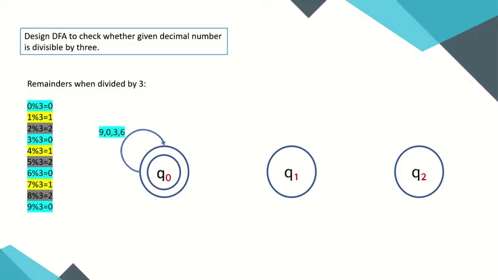Next, the numbers 2, 5 and 8, when divided by 3, give the remainder 2. That means they should be sent to the state Q2. And when 1, 4 and 7 are divided by 3, we get the remainder 1, so they should be sent to the state Q1. For the initial state Q0, we have given all the possible cases. As it is a DFA, every state should have every input case.